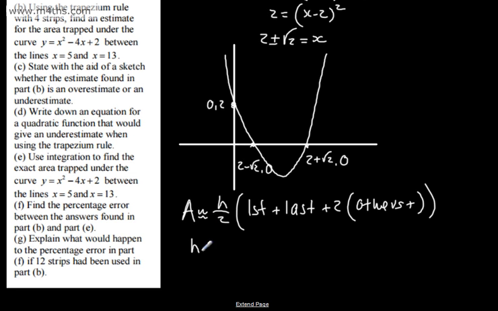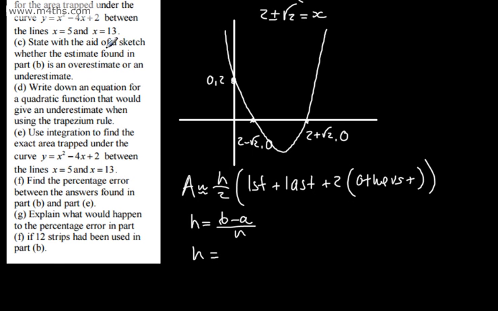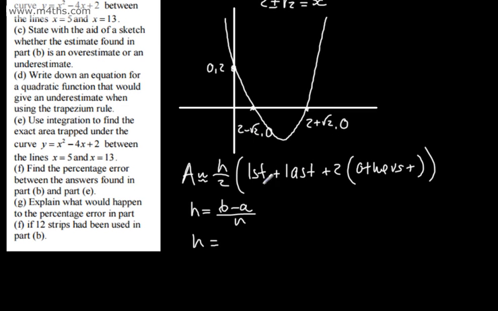Formally, we can say that h is equal to b minus a over n. So what we're going to have then is h is going to be equal to, we've got now b, which is going to be the 13, minus now 5, so 13 minus 5, and we need to divide this by 4. N is the number of strips, so we can see that h is going to be 2.